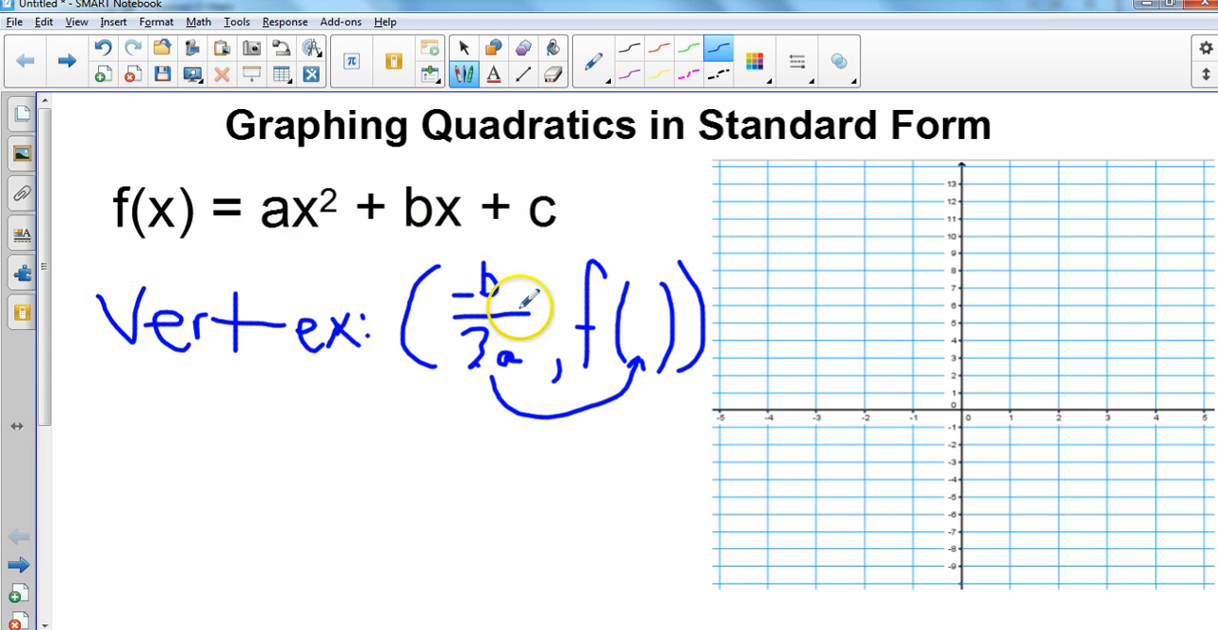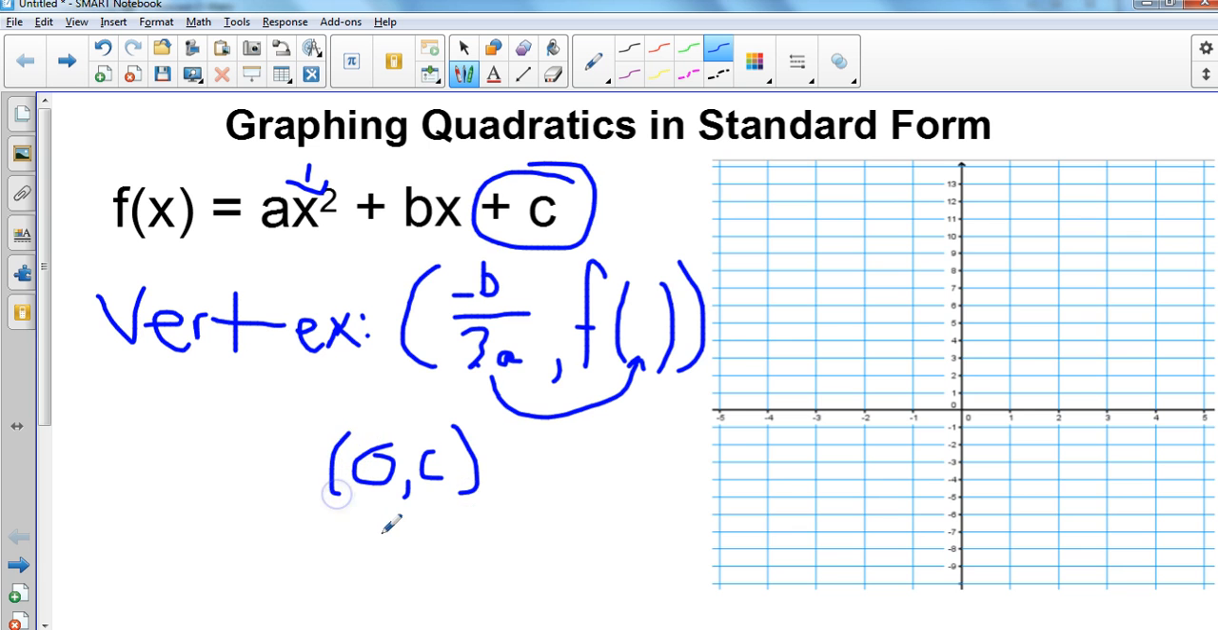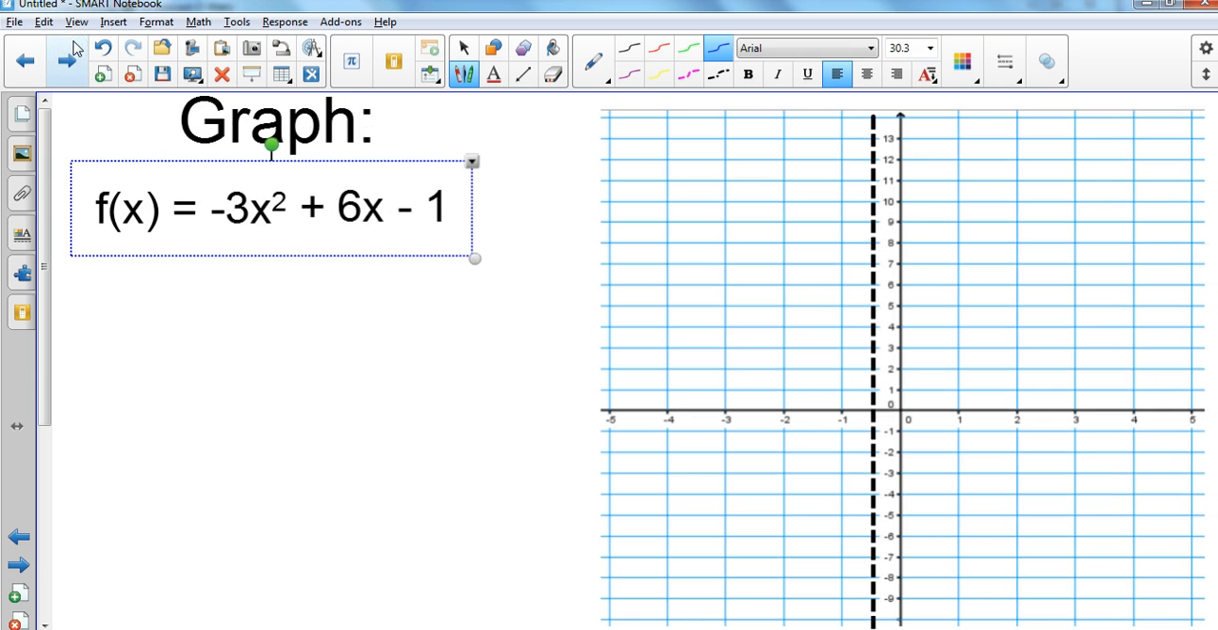Once we have the vertex, it all comes down to just evaluating some points. Another nice point to identify in standard form is when you let x be 0. We're not setting the equation equal to 0, we're letting x become 0, so we're inputting a 0. This term will always drop out, and we always get our constant. So remember, our y-intercept will always be 0 and whatever our constant is. So let's try a couple of these.